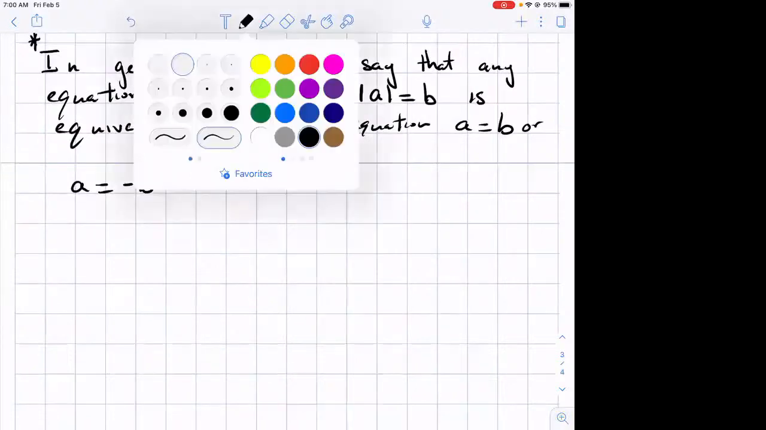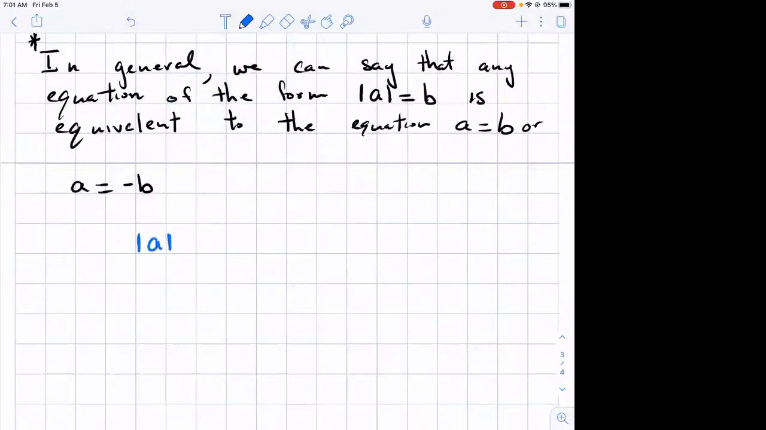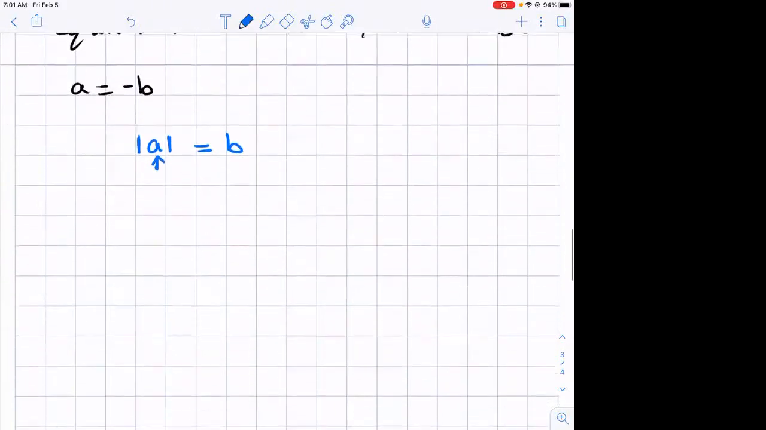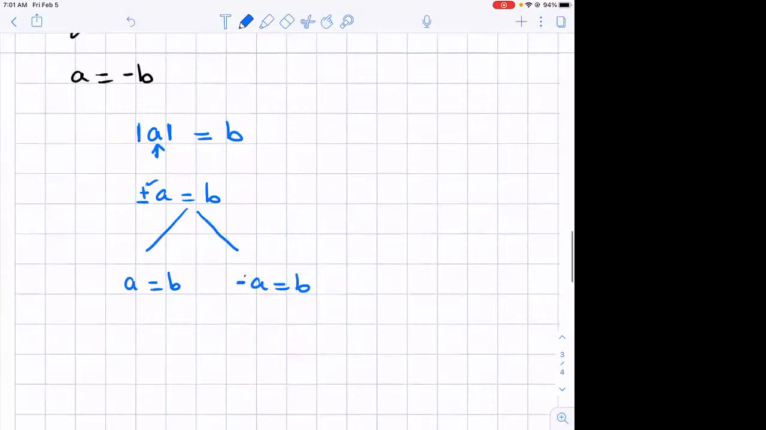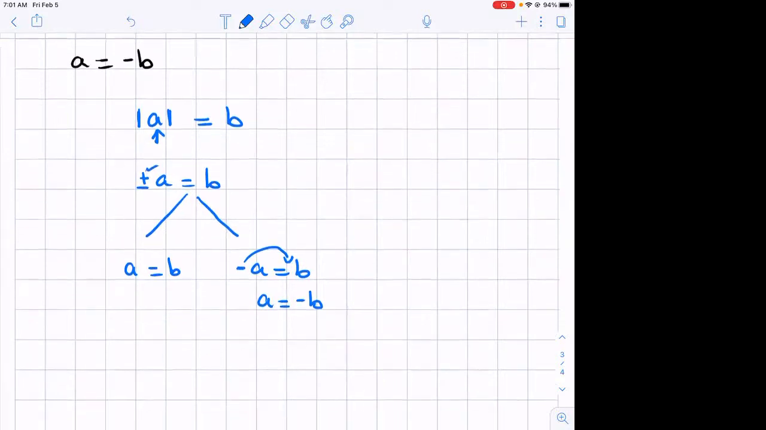What this is saying is, if you have an equation, the absolute value of A is equal to some number B, it means that this here could be a positive A or a negative A. So you can split this up into two problems: A is equal to B, that's the positive part, and minus A is equal to B. If you take that minus to the other side, you have A is equal to minus B. The key point is that anytime you have an absolute value equation, you will have to split it up into two parts.